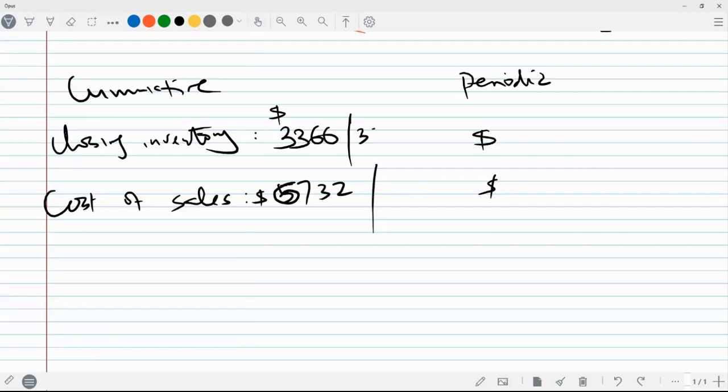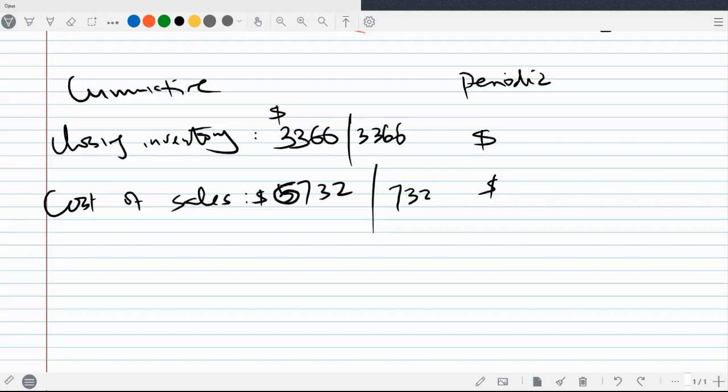3366. Cost of sale at the cumulative, 732. That's the cost of sale. Cost of sales, we didn't get it.